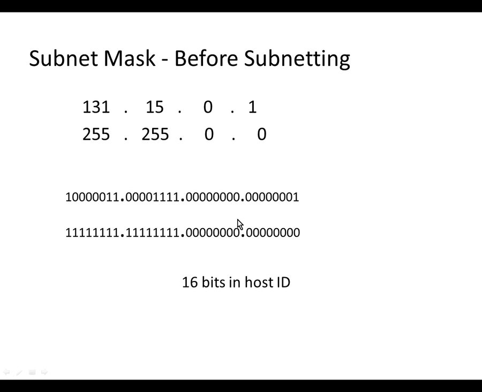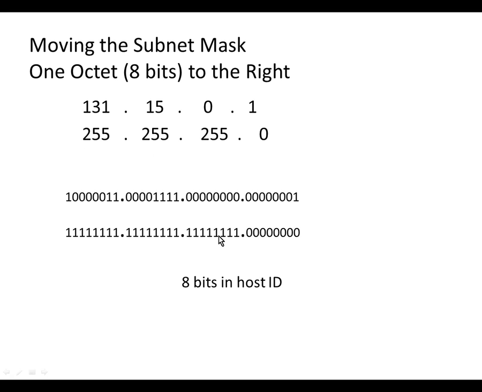Now, in the previous example, we moved it over a full 8 bits. Changed the new subnet mask to 255.255.255.0 so we could use the third octet for subnet ID. But notice what it does to the number of host IDs. The host IDs is now reduced to only 8 bits in the host ID, and that kind of cuts deeply in the host ID. So here's what we do.